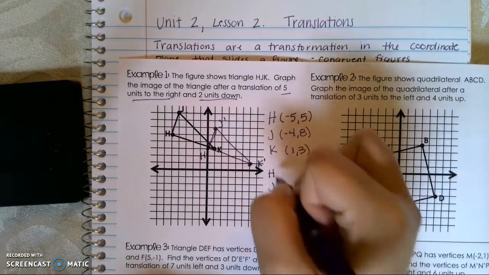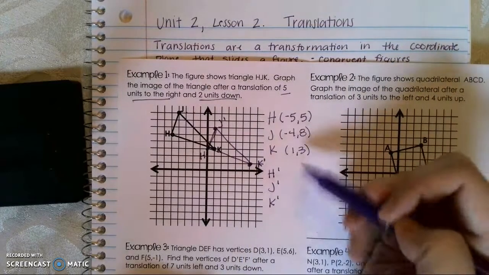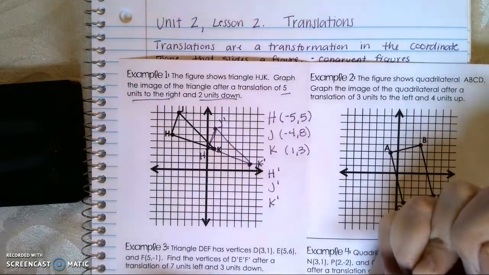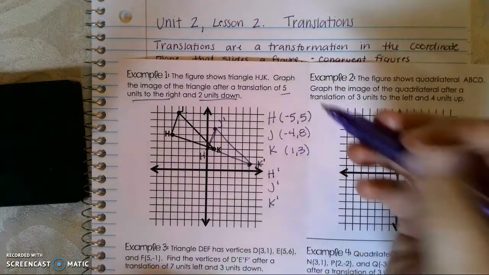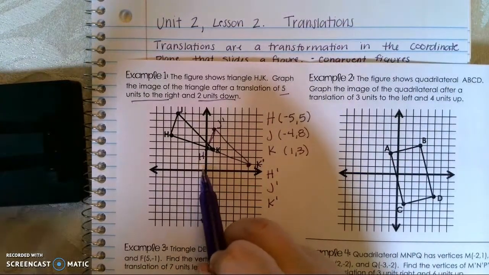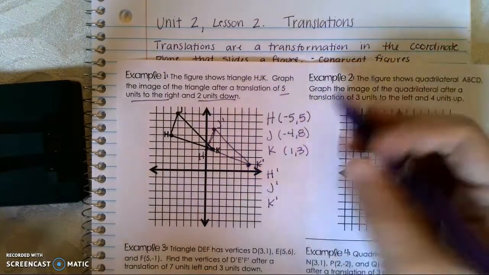Last step is to write our new ordered pairs. Remember, they've got the apostrophes because they're the new ones. Those are our H prime, J prime, K prime. And then I find my new ordered pairs. H prime is at 0, 3.